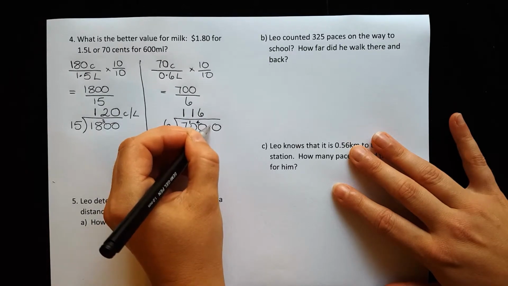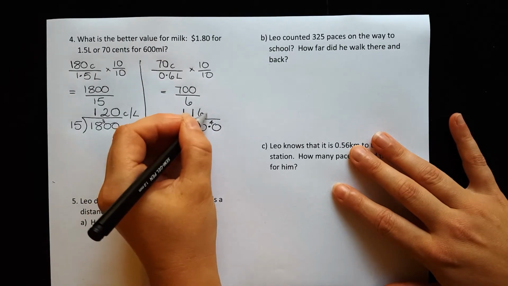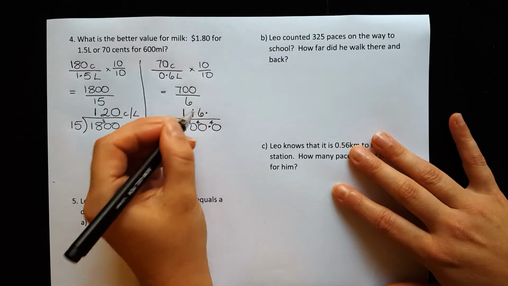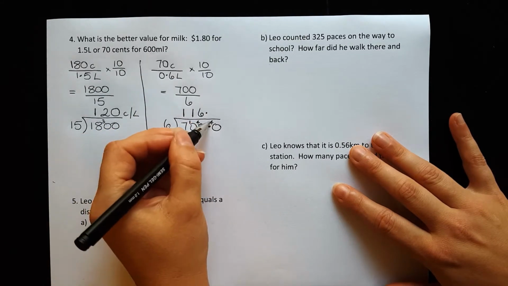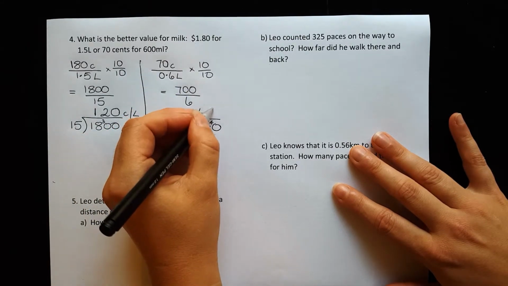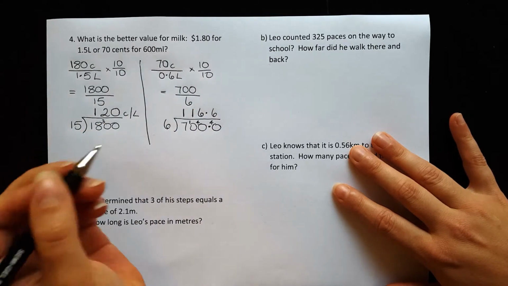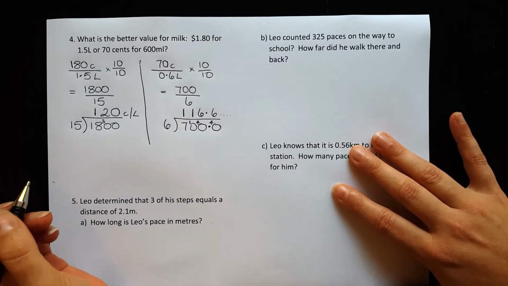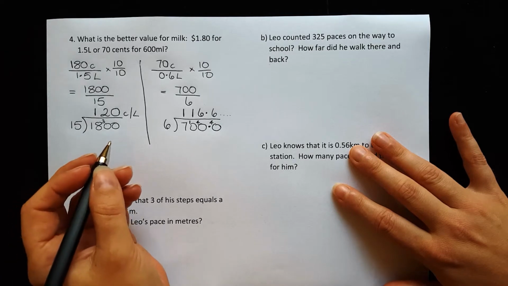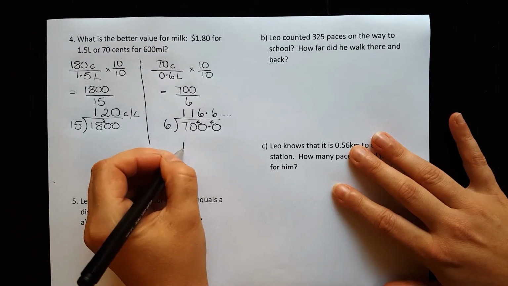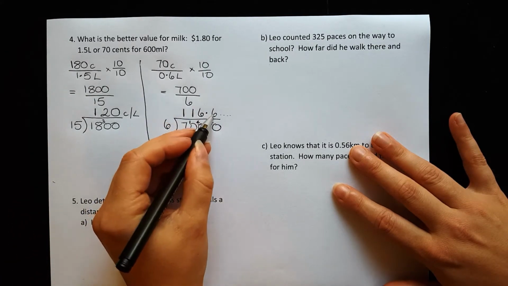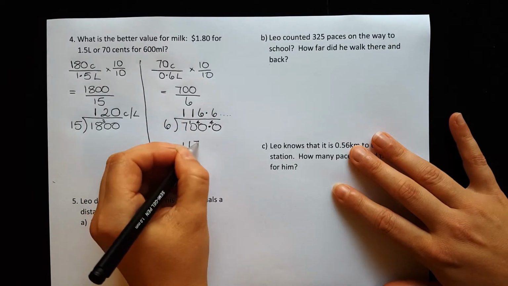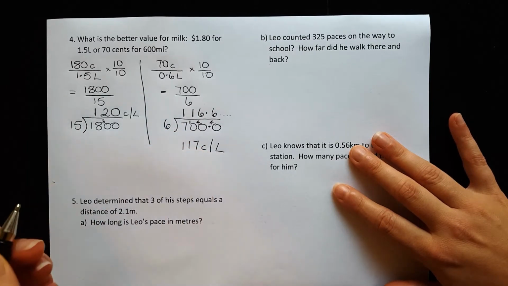So I'm going to put a decimal point down so I can put my remainder over here, 4. And you can guess what's going to happen here. It's going to keep being a 6 remainder 4, 6 remainder 4, so it's going to continue on like that. So anyway, if we round that to the nearest cent, that would round up to be 117 cents per litre.